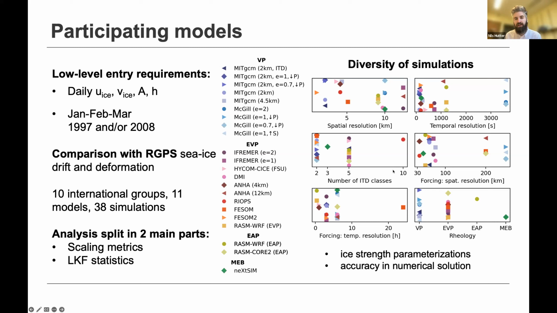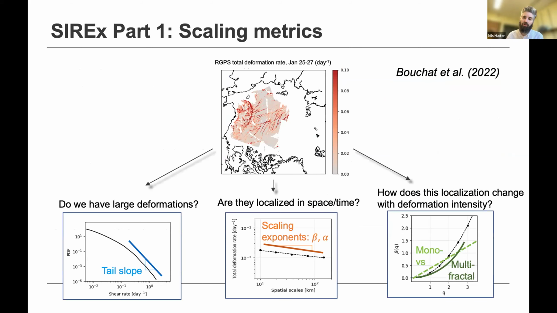So to analyze this whole set of simulations, in total 38 simulations, we split the analysis in 2 main parts. The first part addresses more the traditional scaling metrics that have been used so far, that you also saw in the talk from Antoine. And the second part is doing spatial and temporal statistics on LKFs. And I want to give you some more insights on what this is about.